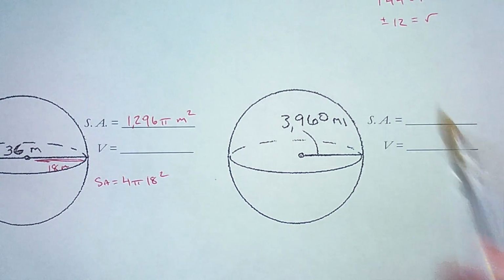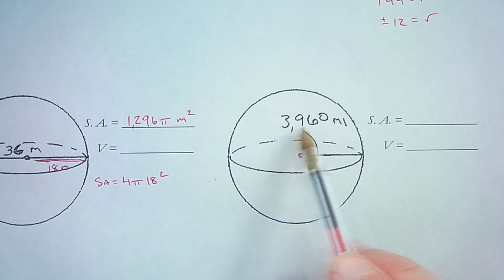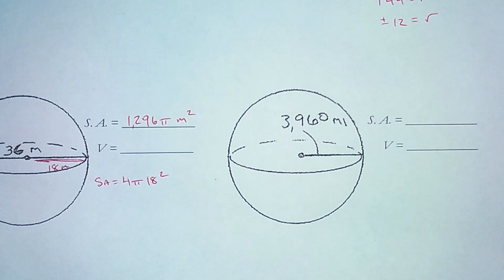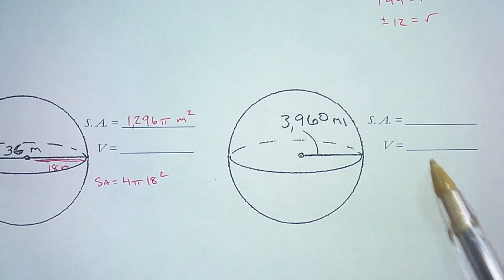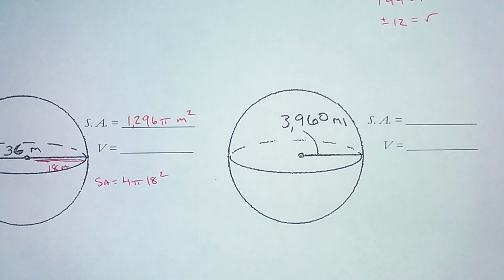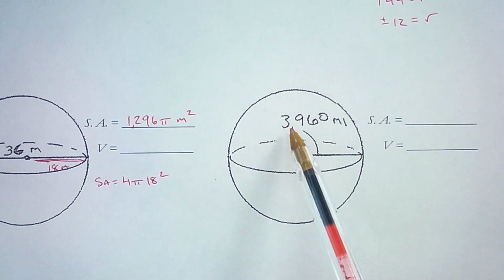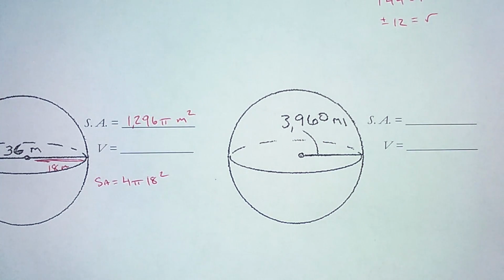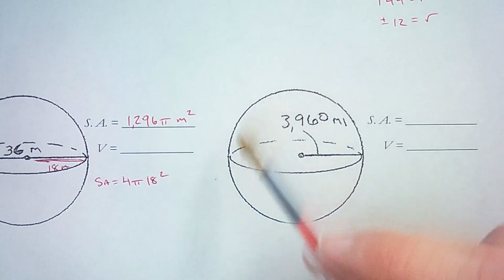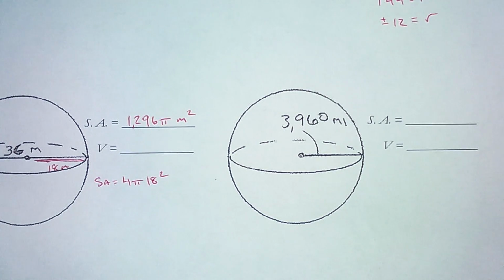And our next sphere, it's a very large sphere with a radius of 3,960 miles. Okay, now this 3,960 is approximately the average radius of the Earth. And I say average radius because in some places the surface of the Earth is higher, some places it's lower. But the average radius of the Earth is about 3,960 miles. So we are going to treat this as a real-world example.